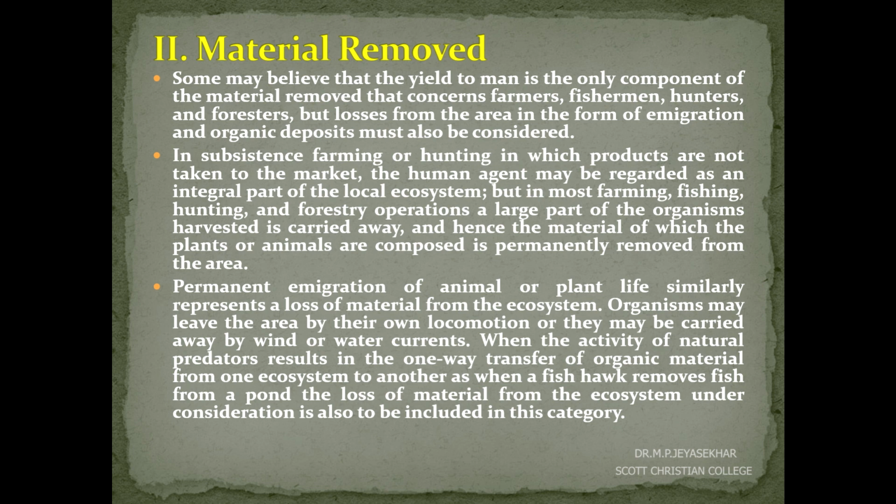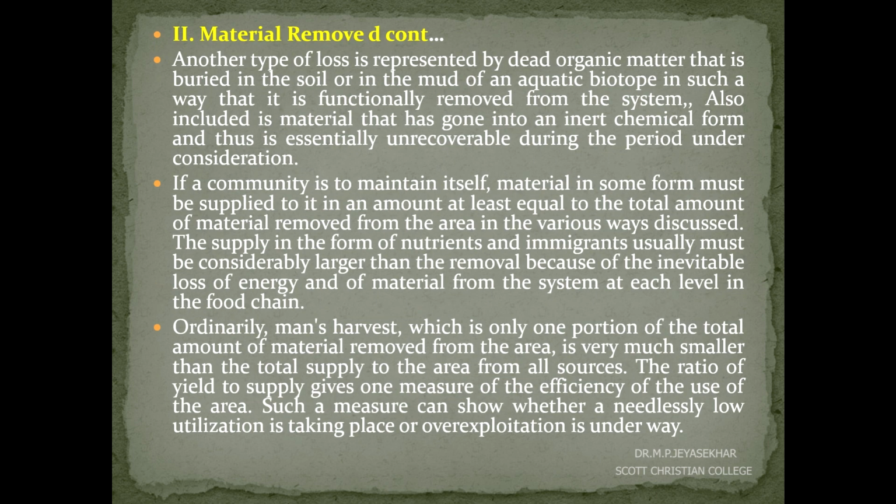And the activity of natural predators results in the one-way transfer of organic material from one ecosystem to another. As when a fish hawk removes fish from a pond, the loss of material from the ecosystem under consideration must also be included in this category. Another type of loss is represented by dead organic matter.